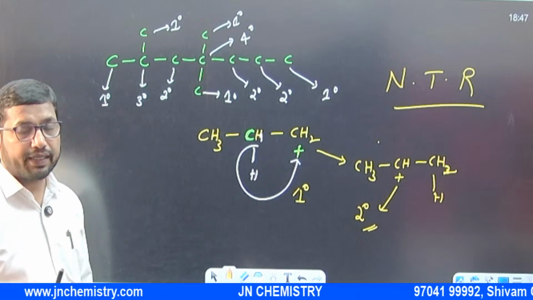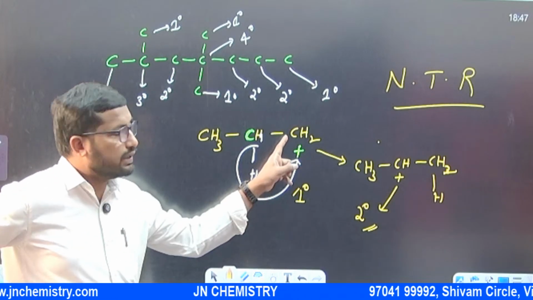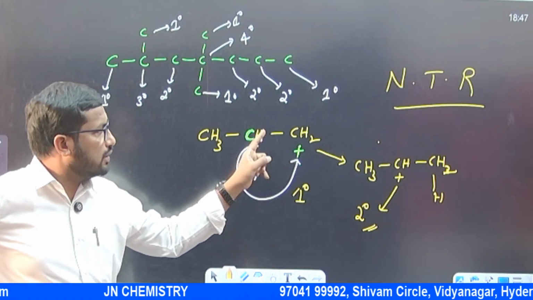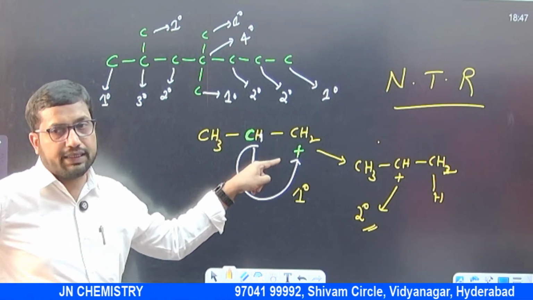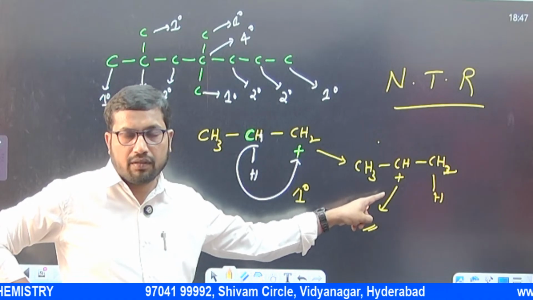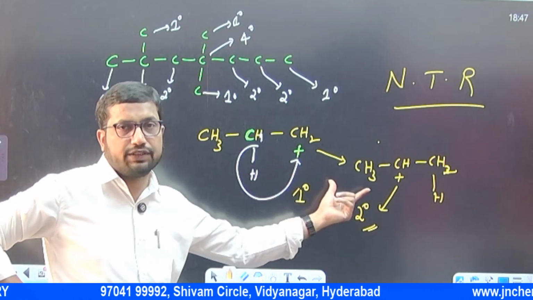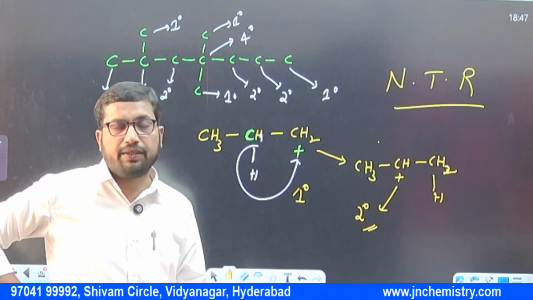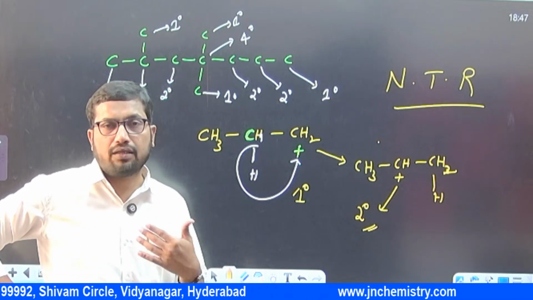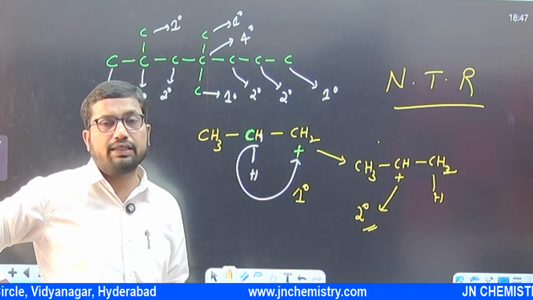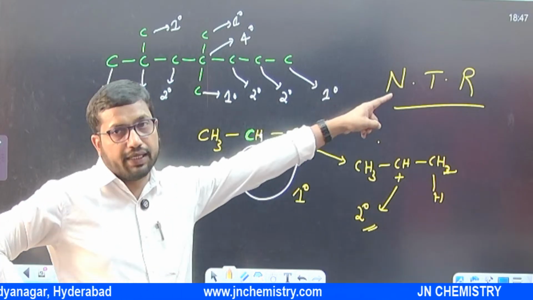So that's all I am trying to say. This is which degree carbocation? 1 degree. So now the hydride shift is taking place. It becomes which degree carbocation? 2 degree. So now in these two cases, which is more stable? 2 degree. So to get stability, by default the carbocation undergoes rearrangement. That rearrangement we call the natural tendency of rearrangement.